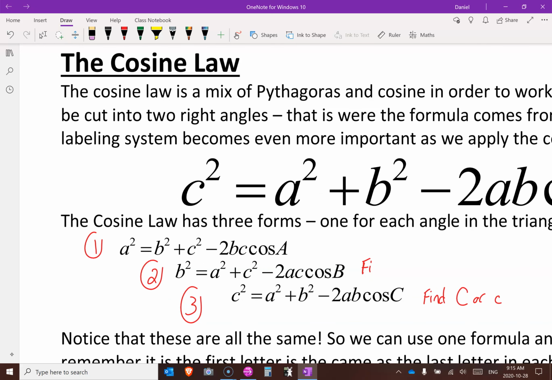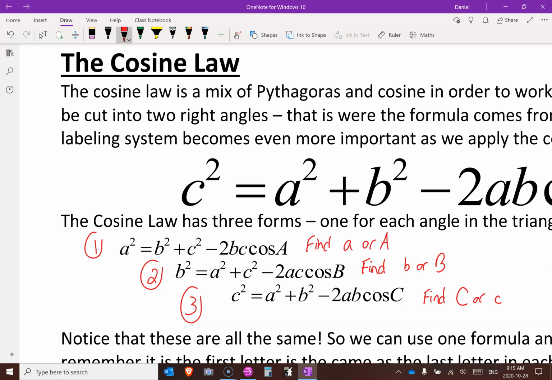If you want to find B, lower or capital doesn't matter, you choose this one. It starts with a B and it ends with a B. That's really important. Same with down here: it starts with a C and ends with a C. That's how we know that if you want C, we choose this formula. And the last one right here is good if you want to find A, and it starts with an A.